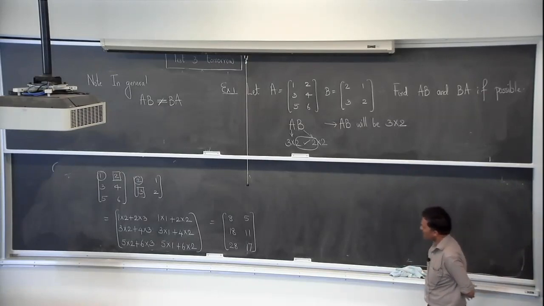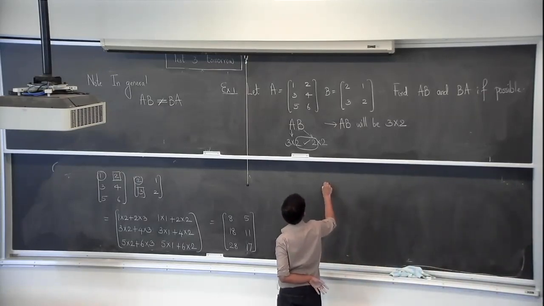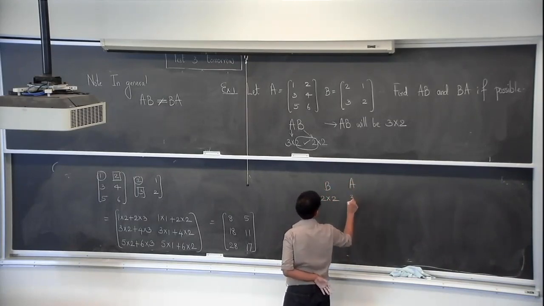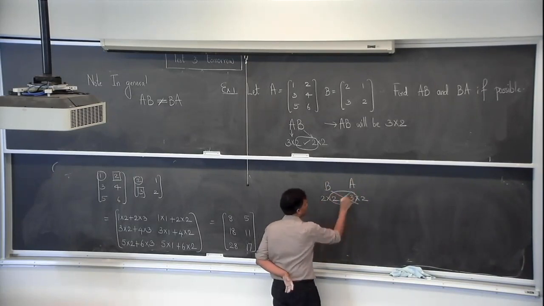What about B times A? Is that possible? So B is a 2x2 matrix. A is a 3x2 matrix. They are not equal, so don't even try.